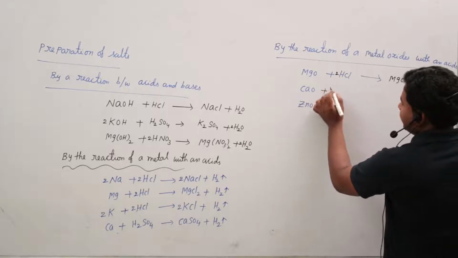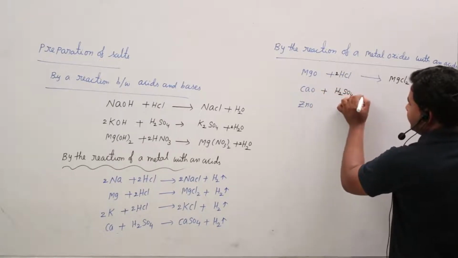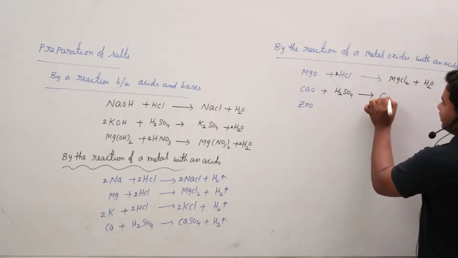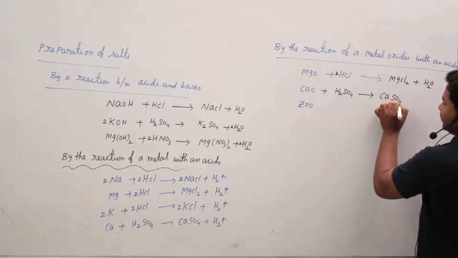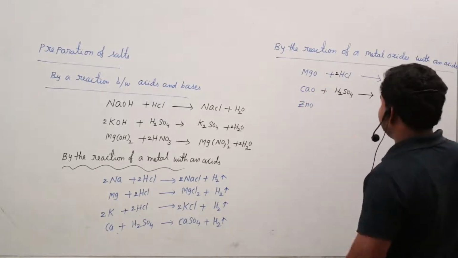Calcium oxide is reacted with sulfuric acid to form calcium sulfate, and water is produced. Now the total equation is balanced.